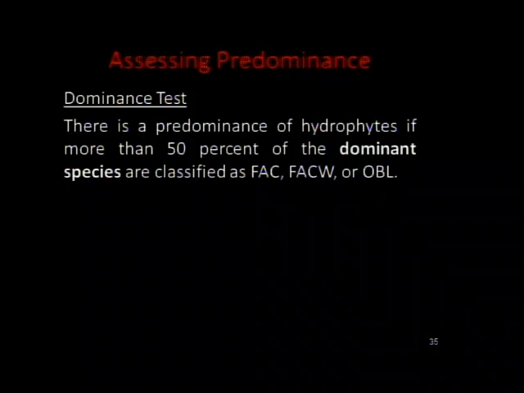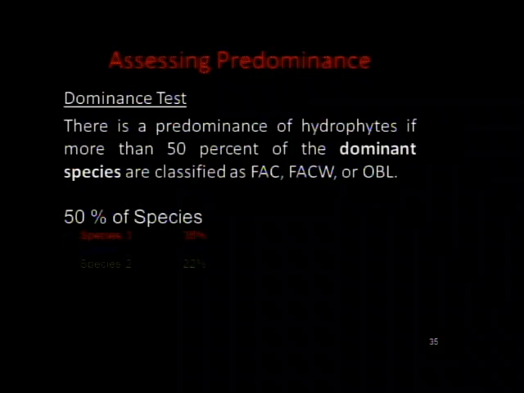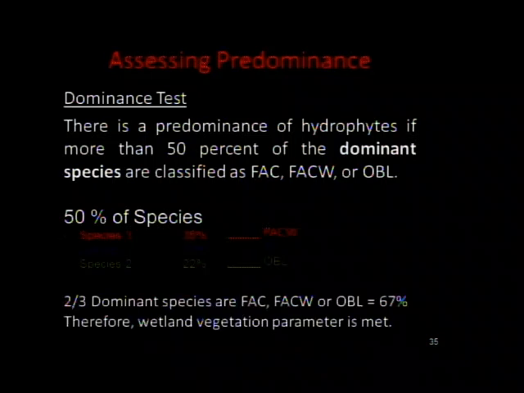If we consider the previous example and assign a classification to each of the three dominant species, we can calculate the dominance index. In this case, the dominance index would be 2/3 or 67%, because one of the three species is a facultative wetland species and one is an obligate wetland species.